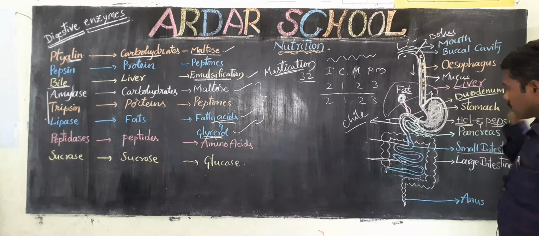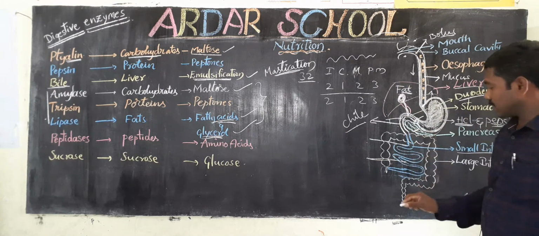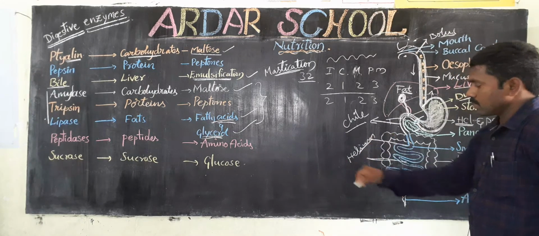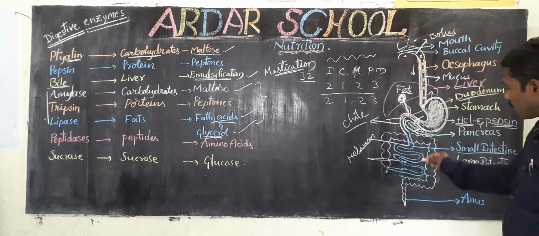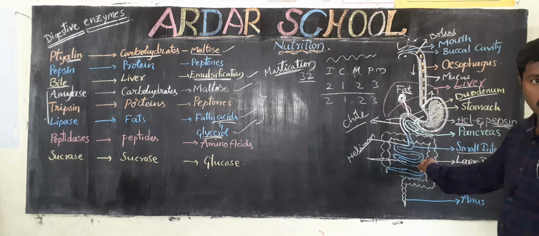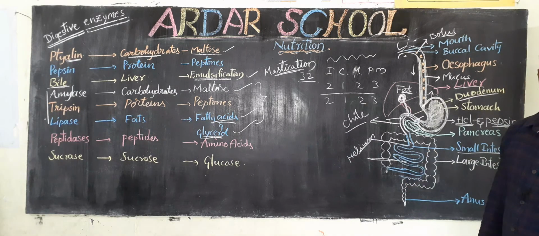Okay. So next one, total digestion is completed in the ileum. In the ileum, the last part of the small intestine, only there is digestion completed.